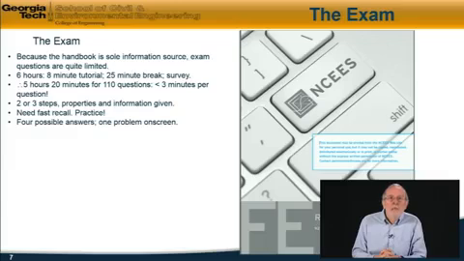Each question is a multiple choice with 4 possible answers. And the format, you will have just one problem on your screen at a time.